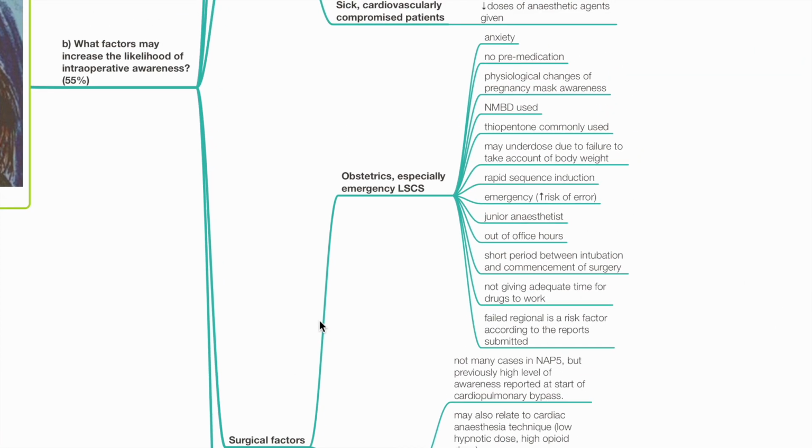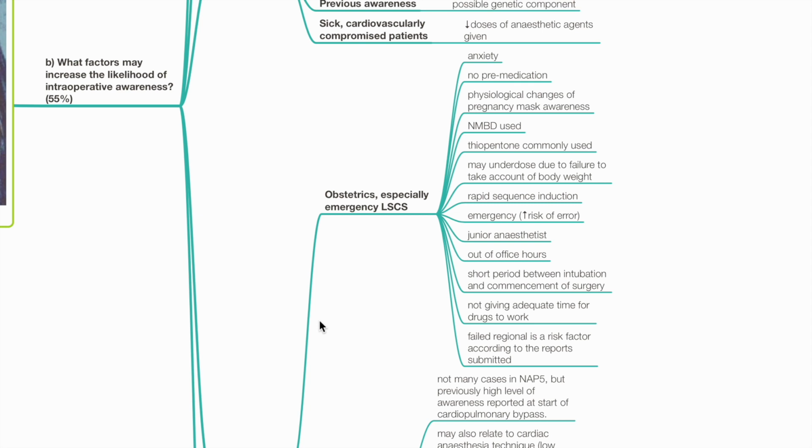Obstetric surgery, especially emergency Caesarean, due to anxiety, no pre-medication, physiological changes of pregnancy, neuromuscular blocker use, thiopental use, potential underdosing due to failure to account for body weight, rapid sequence induction, emergency situation with risk of drug errors, junior anesthetist, out of office hours, short period between intubation and commencement of surgery, not giving adequate time for drugs to work. Failed regional is a risk factor according to reports submitted.